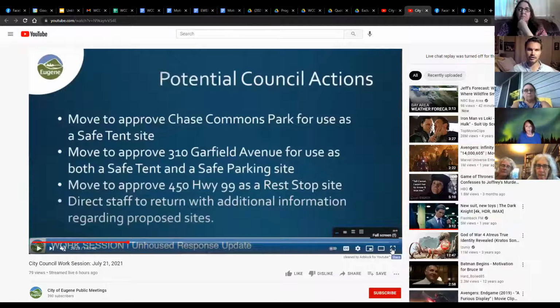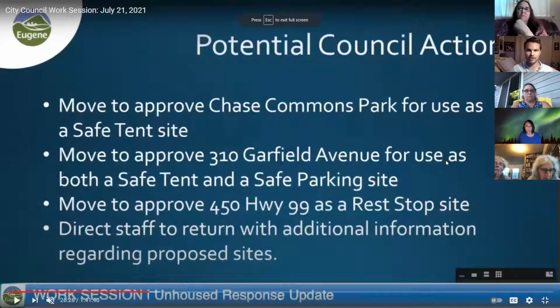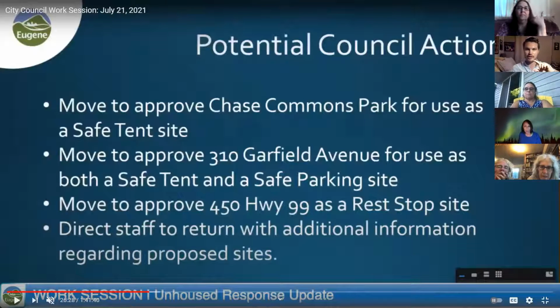Next, I wanted to talk about safe sleep sites, because today the city council met to discuss the safe sleep sites. And I wanted to let folks know that 3 actions were taken by council. So now we have up to 140 new sites for folks to be able to sleep at. Can you all give me a thumbs up if you can see it says potential council actions. So today the city council moved to approve the Chase Commons Park for use as a safe tent site.